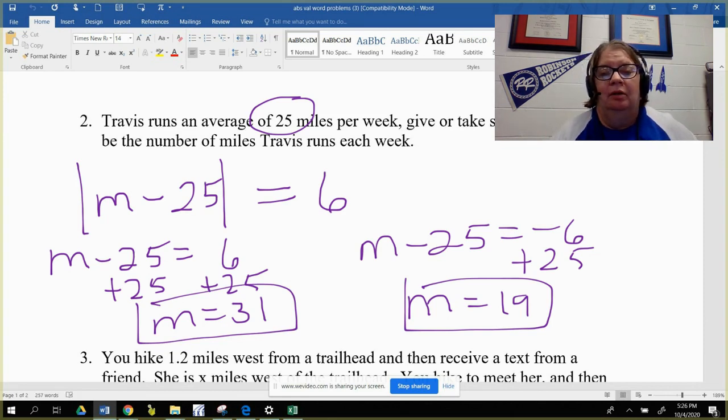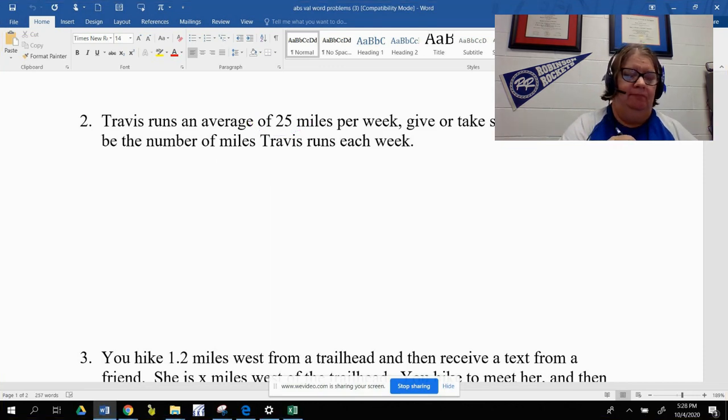Okay. Where's the over-under number go? The over-under number goes after the equal sign. It's the 6. What's the 25? That's the average. What's M? The number of miles he actually runs. And why do we use subtract? Because we want the difference between the actual miles and the average. Okay.